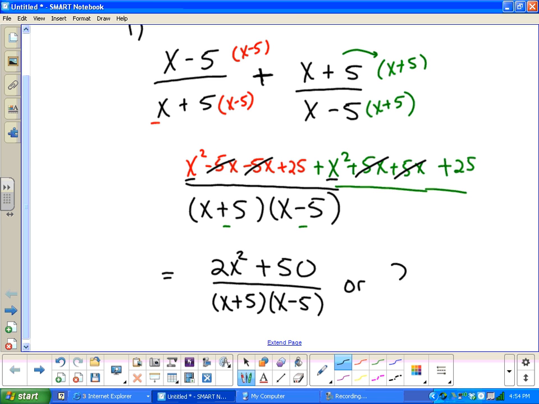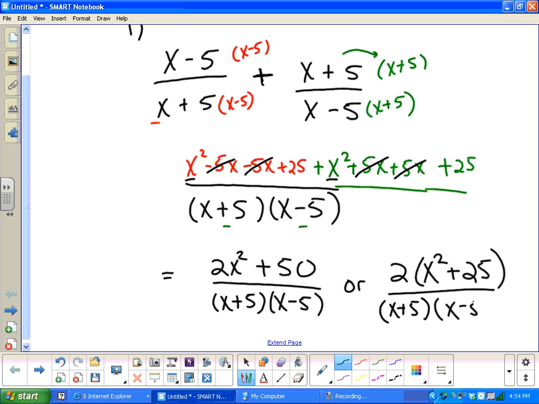We could factor out a 2, and this will leave me with x squared plus 25. What some people tried to do here was factor x squared plus 25 and go to canceling stuff out. But x squared plus 25 cannot be factored. It is not a difference of squares. That's a sum of squares. So you can't factor x squared plus 25. That wasn't necessary on this one, and this answer is just fine.